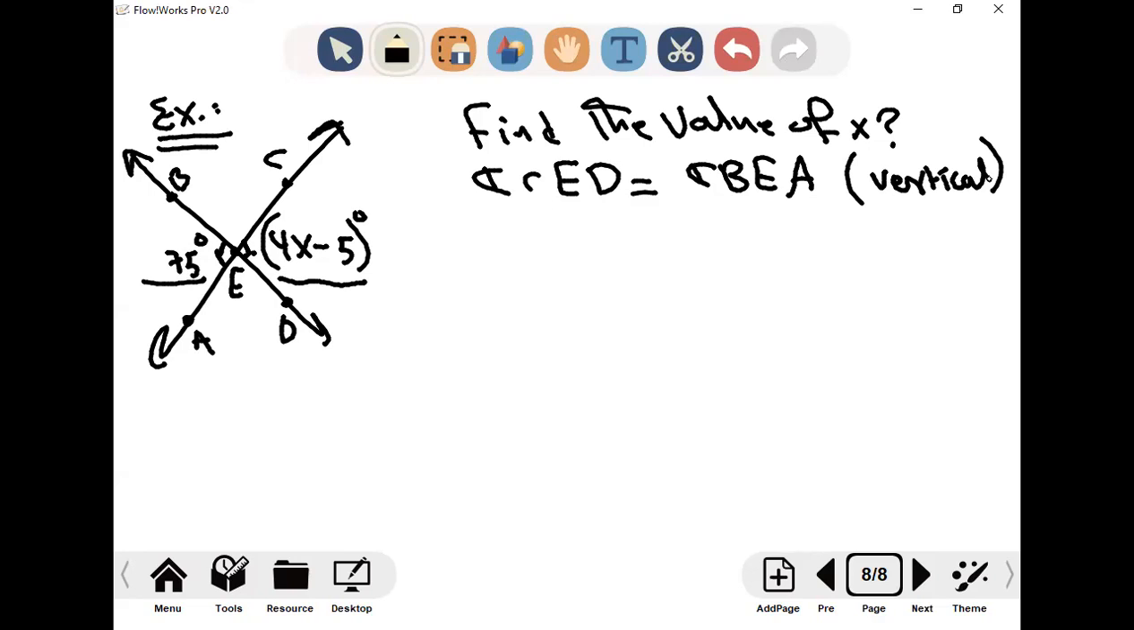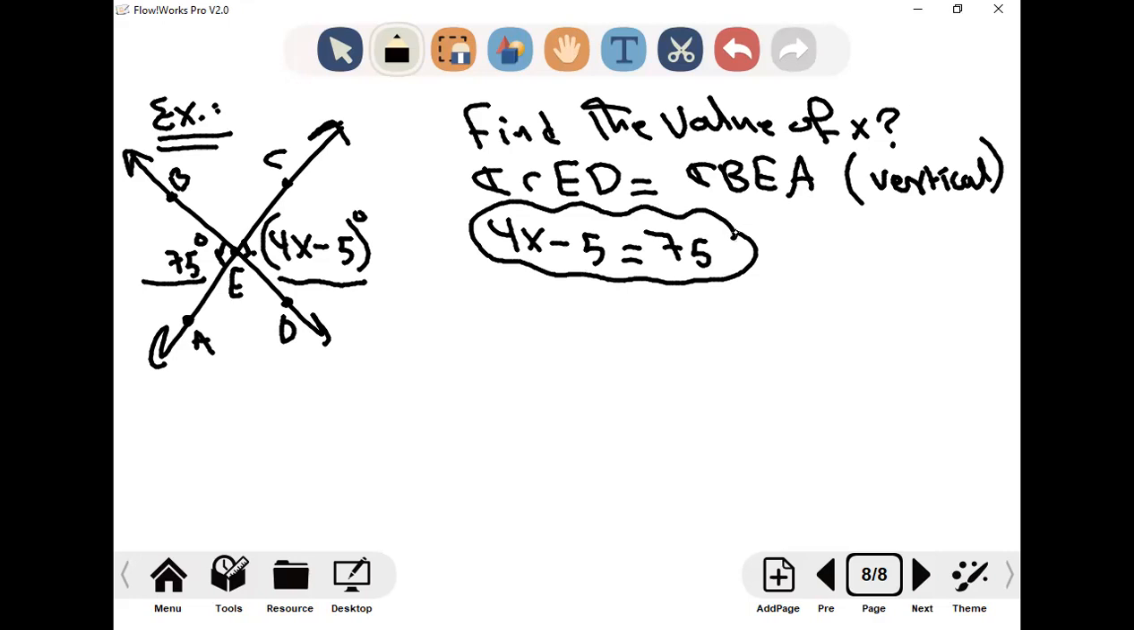So when I read your solution, this angle equals this angle, and you wrote vertical beside it. So this is the justification. Now, these two angles are equal. What's the measure of angle CED? 4x minus 5, and 4x minus 5 equals the measure of angle BEA, 75. Now, what do we call this equation? A two-step equation. And we did that a lot, right?